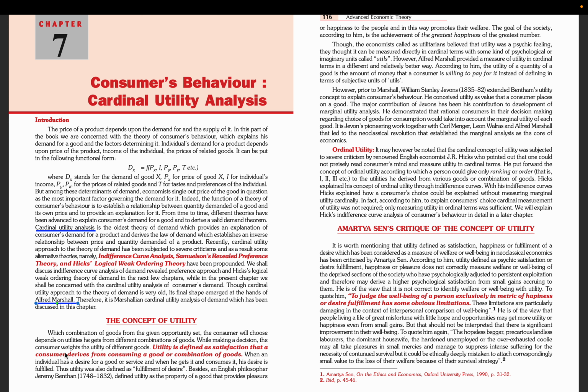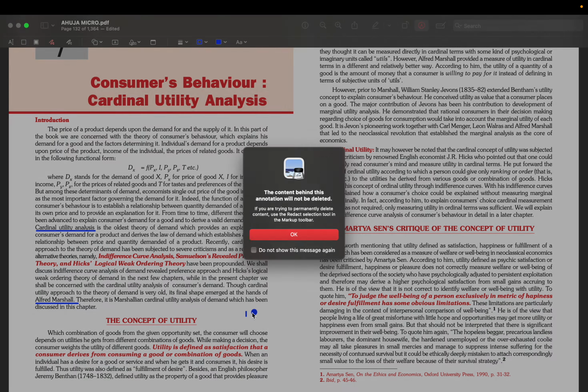While making a decision, the consumer weighs the utility of different goods. Utility is defined as the satisfaction that a consumer derives from consuming a good or combination of goods. So if you came back from a run, you have the first glass of water because you're feeling hot, because you're feeling tired, because you are just so spent. So the first thing that you want is some kind of liquid, and what better than water. So the first glass of water that you have, especially in summers by the way, gives you, let's say, 100 as utility.